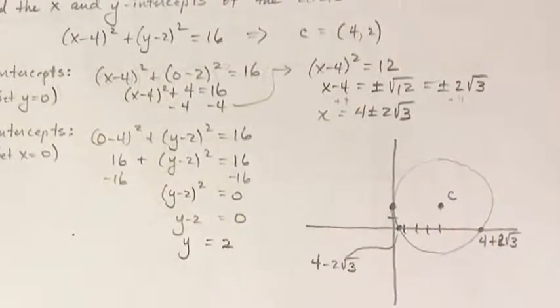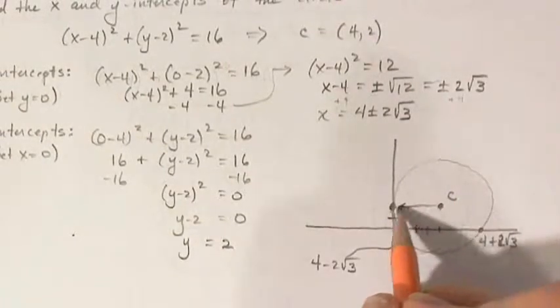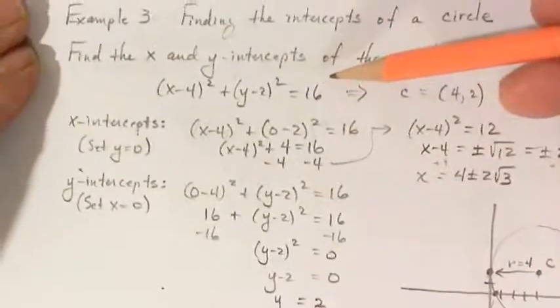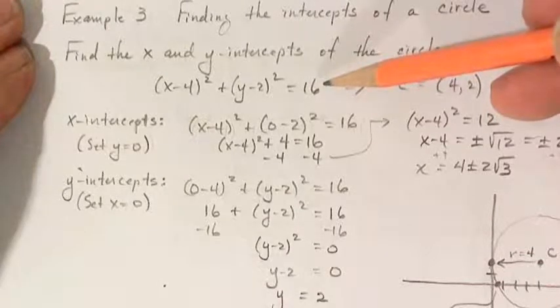And this is what our circle looks like. If you want to put the radius in, you can kind of tell that it's 1, 2, 3, 4 from the picture. Okay, radius is 4. Or you could look up here and see that this is r squared and the square root of 16 is 4.